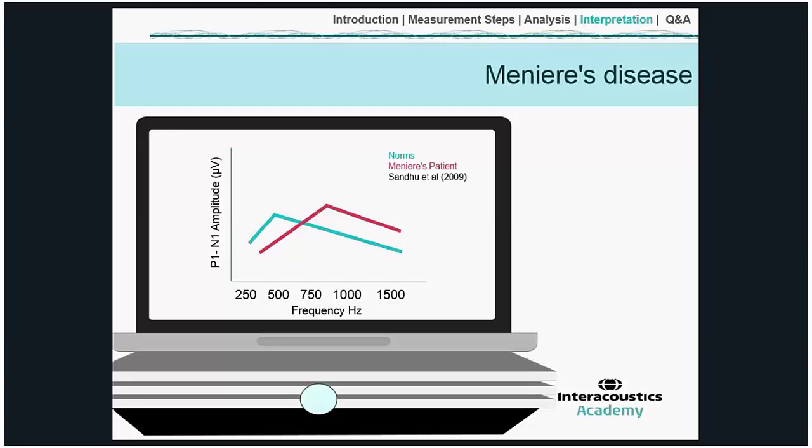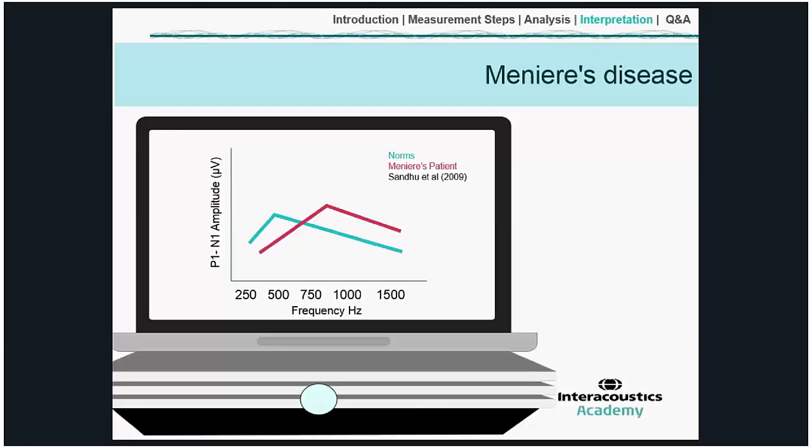So if you remember back in the original slides on stimulus presentation, we said that the VEMP is largest in normal individuals, or people with normal vestibular function, at 500 Hz, and then reduces as the frequency increases. What the Sandu group found was that as the frequency increases, we also get an increase in the VEMP amplitude, with maximal amplitude falling between 750 and 1000 Hz. So these patients will have a larger amplitude with a higher frequency.